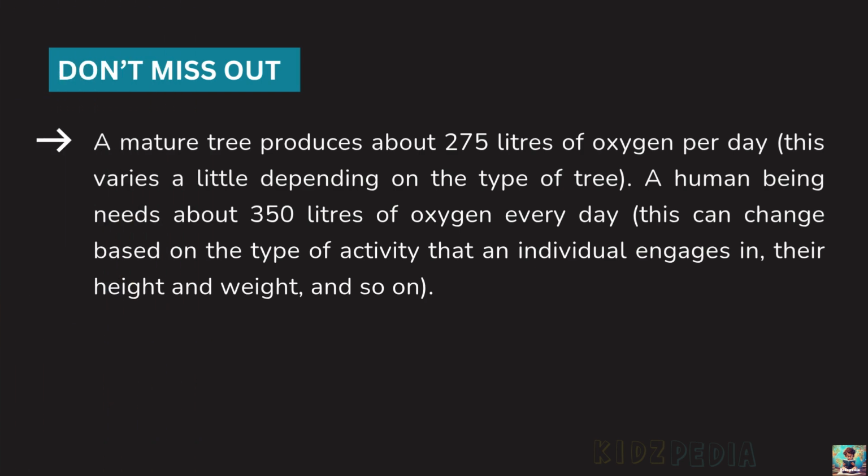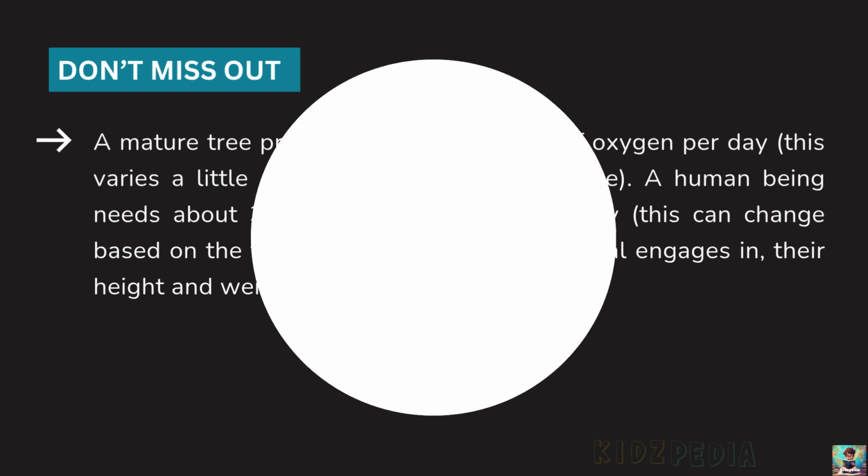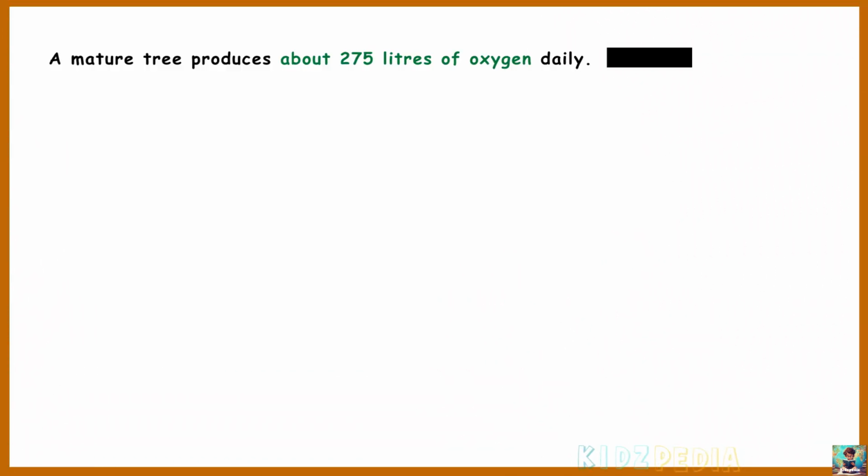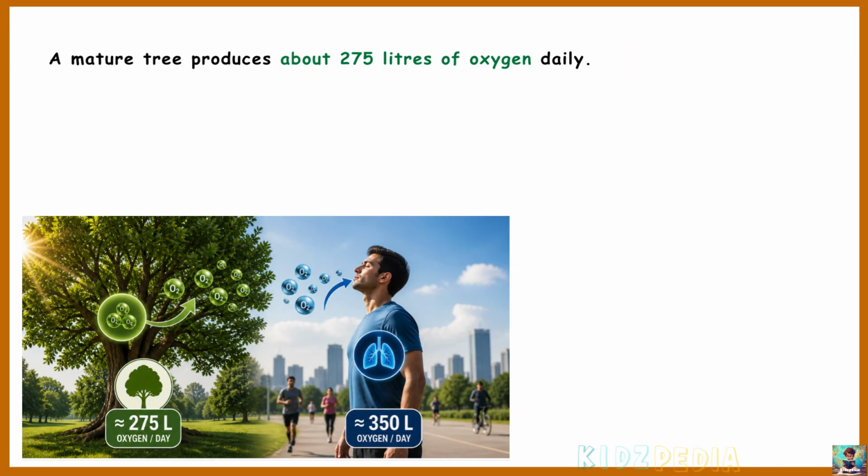A mature tree produces about 275 liters of oxygen per day. This varies a little depending on the type of tree. A human being needs about 350 liters of oxygen every day. This can change based on the type of activity that an individual engages in, their height and weight, and so on. So, every single day, a fully grown mature tree produces about 275 liters of oxygen.